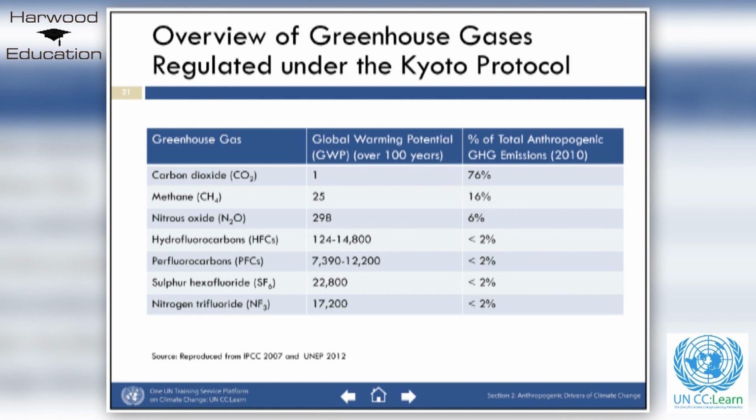Overview of greenhouse gases regulated under the Kyoto Protocol. Greenhouse gases, GHGs, are trace gases in the atmosphere that absorb and emit long-wave radiation. They naturally blanket the Earth and keep it at about 33 degrees centigrade warmer than it would be without these gases in the atmosphere. The table features the 7 most important greenhouse gases as regulated under the Kyoto Protocol.